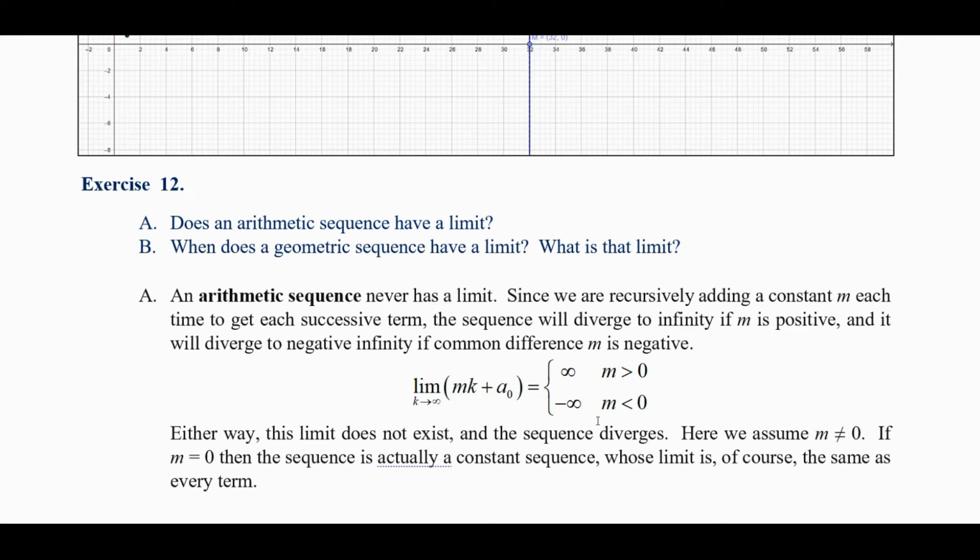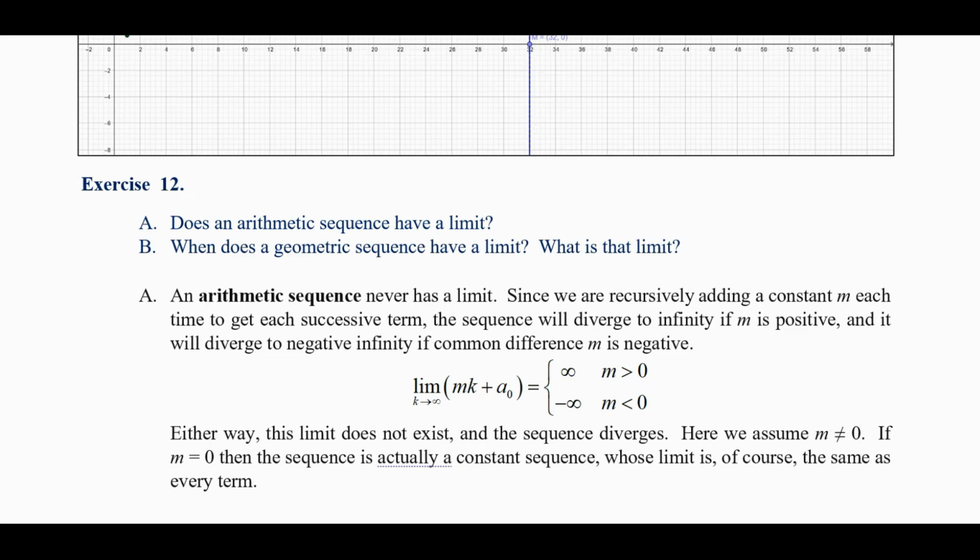So, like say if the slope was 2, whatever that first term is, you'd add 2, and then add 2 more, and add 2 more, and add 2 more, and add 2 more. It's just getting bigger and bigger and bigger. So it increases without bounds. It has no limit at all. Either way, the limit doesn't exist, so the sequence diverges.